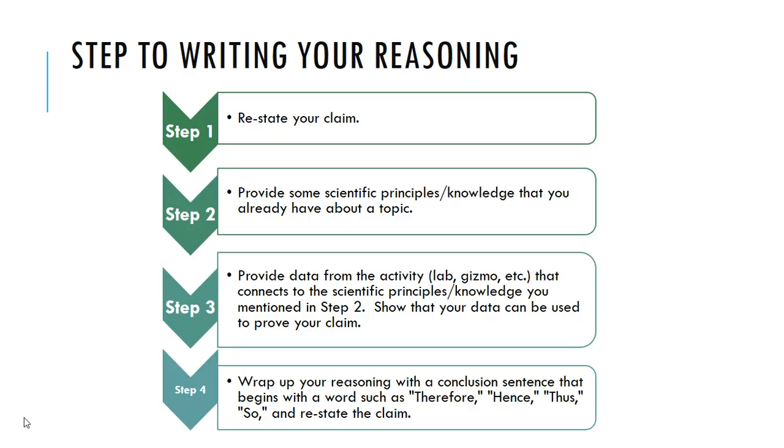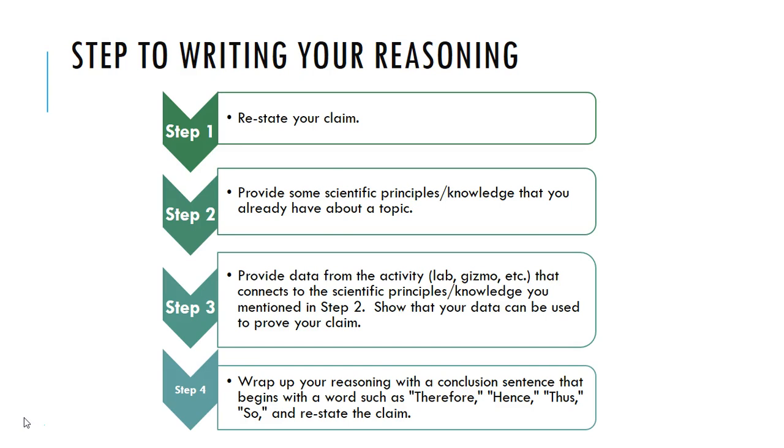Some things you want to remember when you're writing your reasoning, because this is what students tend to always struggle with. How do you write your overall CER paragraph? The first step you want to take is to restate your claim. Then you want to provide some scientific principles and knowledge that you already have about the topic. Then step 3 says provide data from the activity. So that's the lab, the simulation that connects your scientific principle or knowledge you mentioned in step 2. Basically showing how your data can be used to prove your claim.